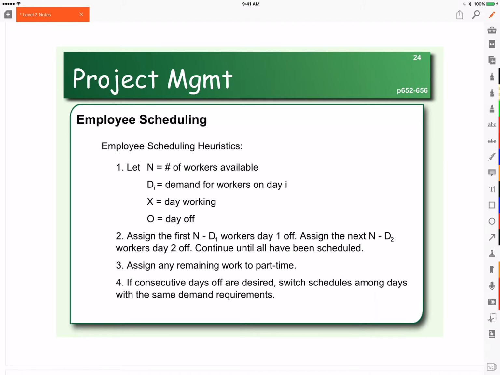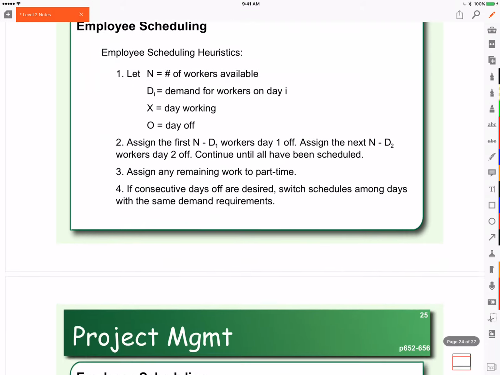Now you're probably telling me that's a terrible schedule. Why would you give one person Monday off and a different person Tuesday off and a different person Wednesday off? Well, we do this first and we fill out the table, and then we rearrange the table to create a more desirable schedule. So let's look at how this works.